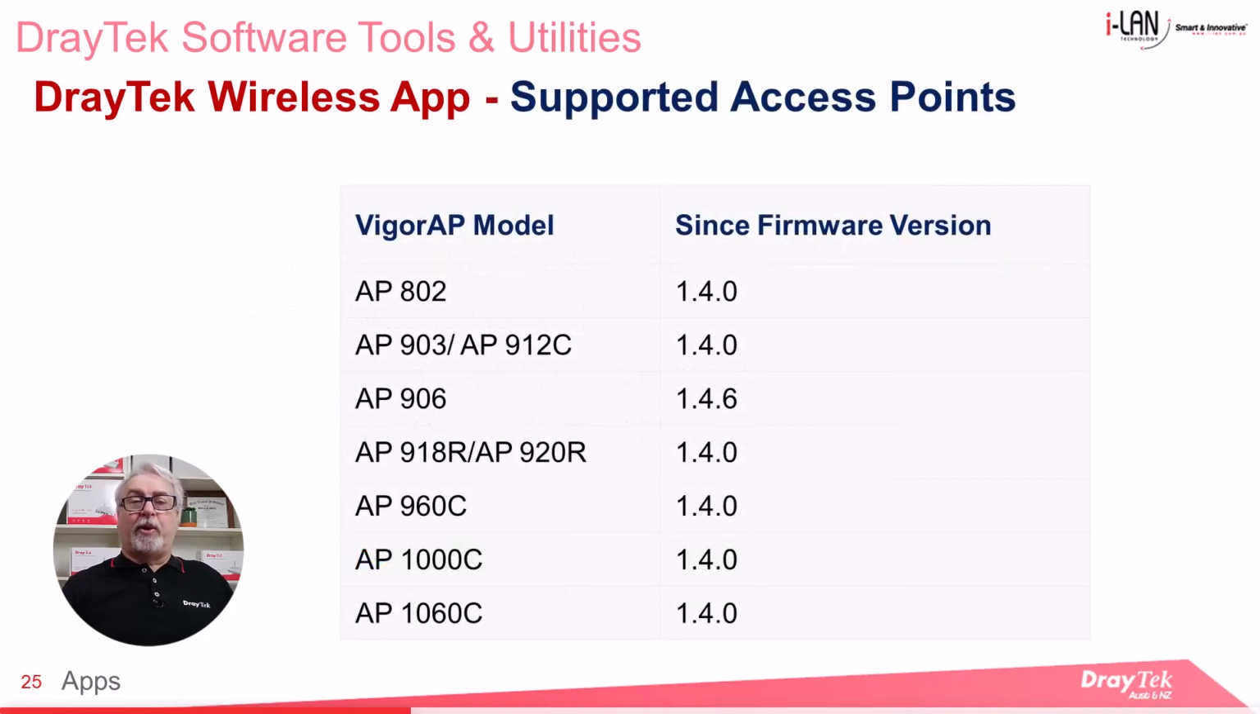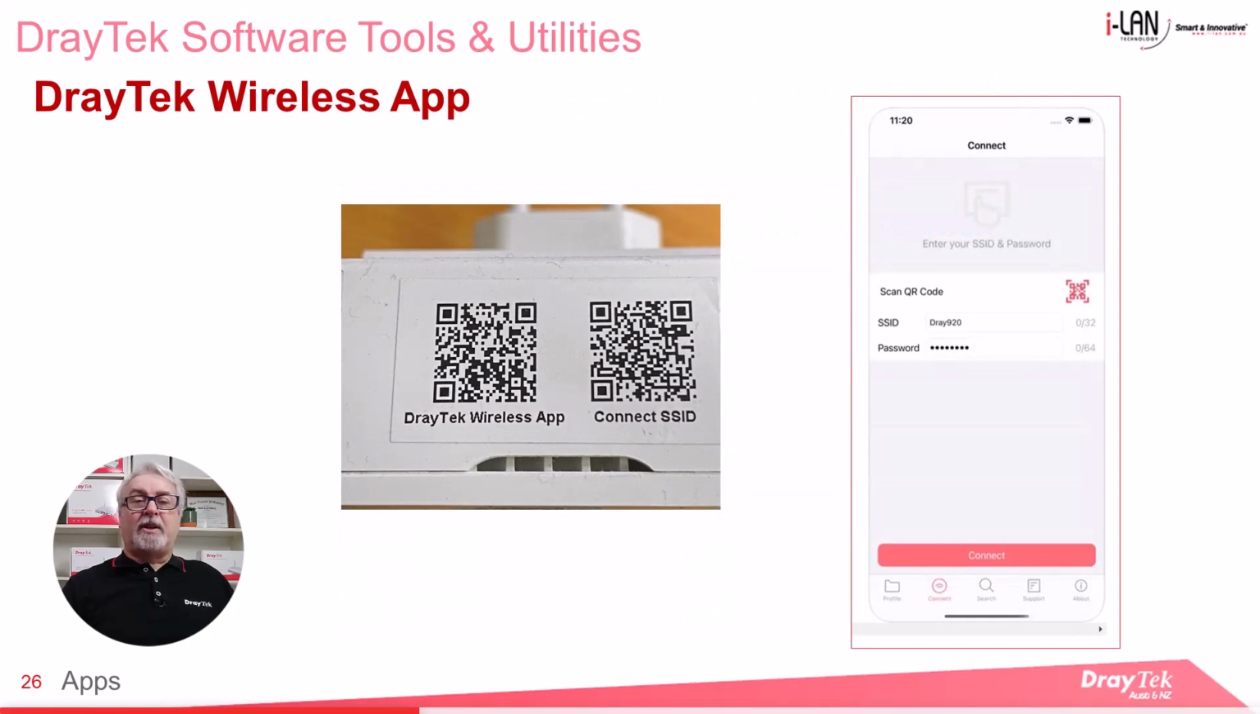Here we have a list of supported access points and the minimum firmware version required. Some access points now include a QR code which can be scanned by the app to quickly give you a connection to start the configuration process. The app will pick up the default SSID and password in the access point when it's in the factory default settings.